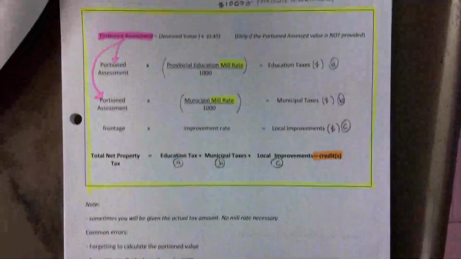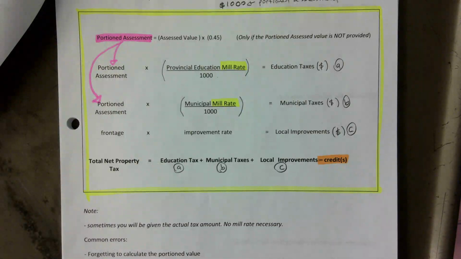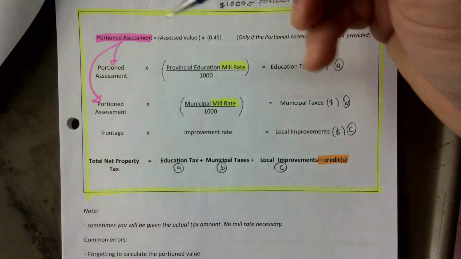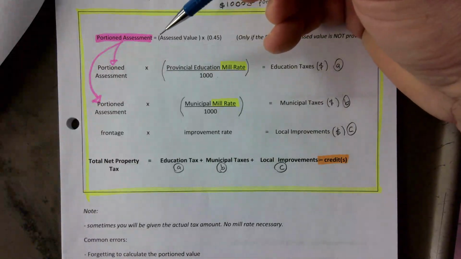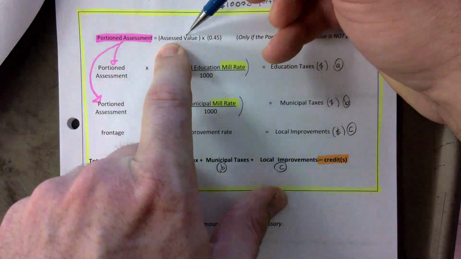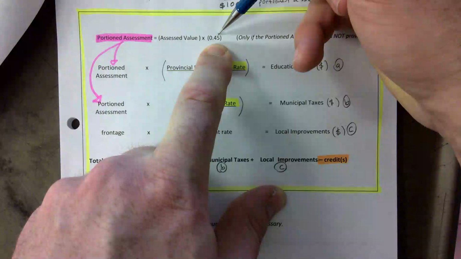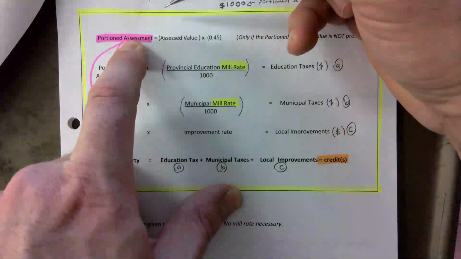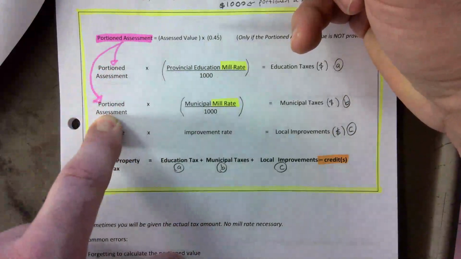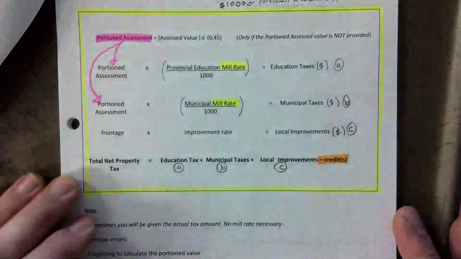Page 62, folks, this is summarizing property taxes and all the components that could possibly be involved, okay? The portioned assessment, listen carefully: only multiply the value of the house by 0.45 if it hints towards it. If it says this is the portioned assessment, then you just use that number moving forward. Don't be multiplying it by 0.45. And you'll see what I mean in a bit.